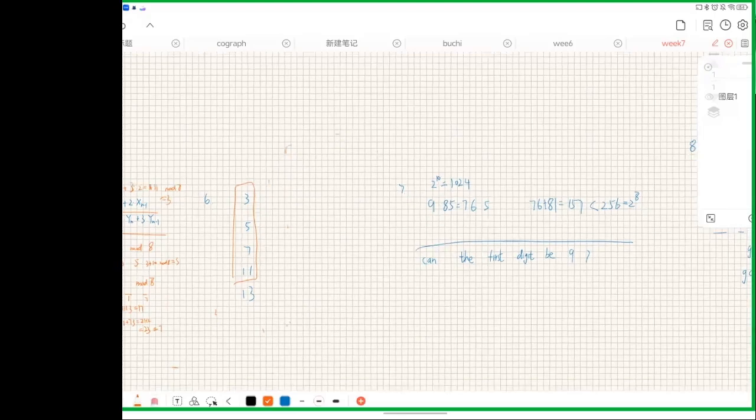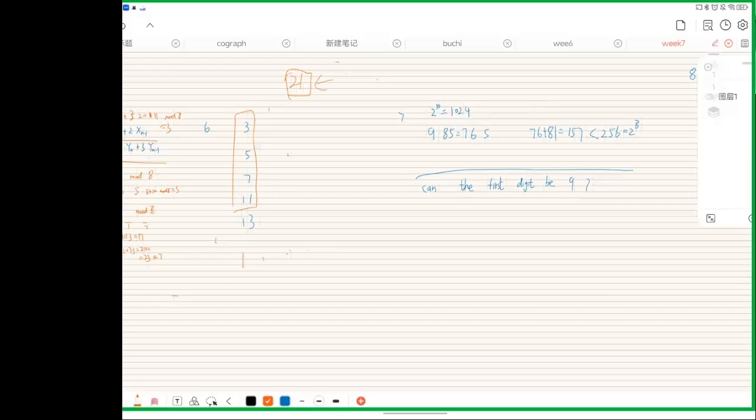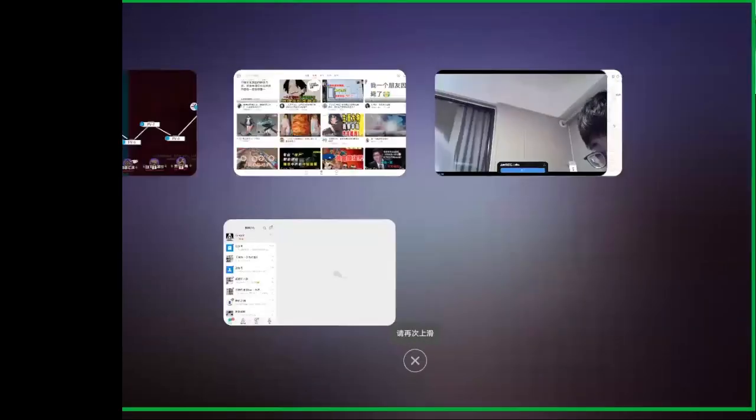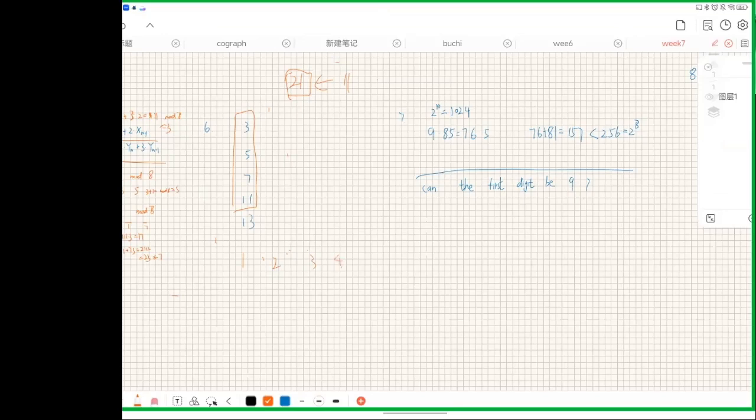We have 1, 2, up to 21. And among them, we can make 11 of them even numbers. So we only need to consider the left 10 numbers, 1, 3, 5, 7, 9, 11, 13, 15, 17, 19. And for now, we have 5 possible primes to take. Then similarly, let's check how many multiples of each number there can be. 3 is 3 or 4, 5 is 2, 7 is 1 or 2, 11 is 1, 13 is 1.